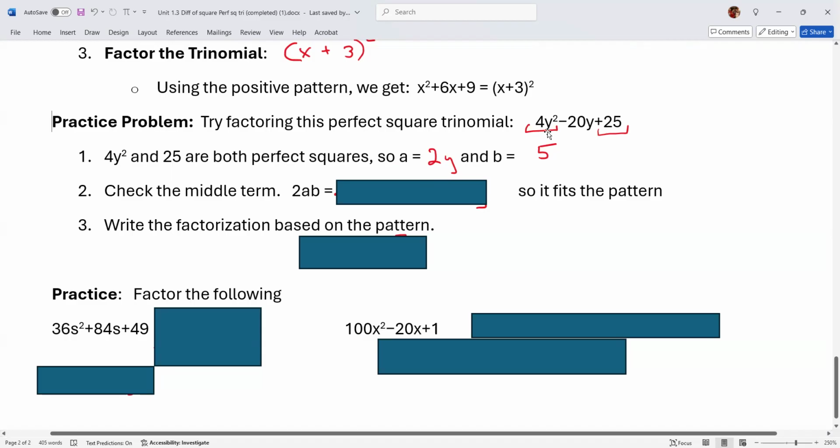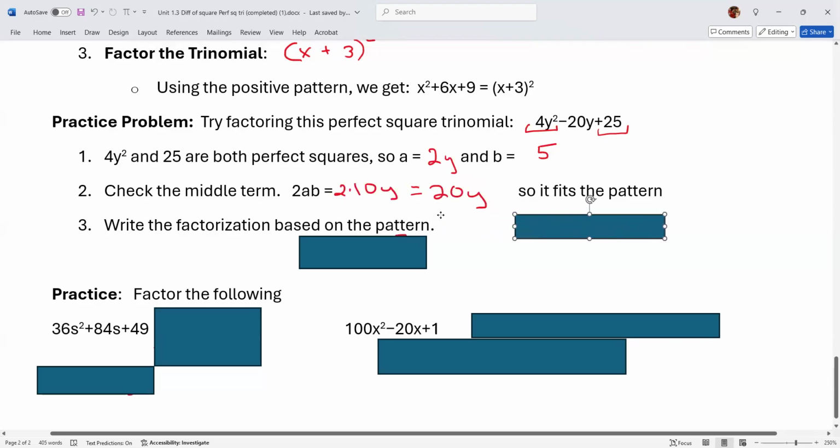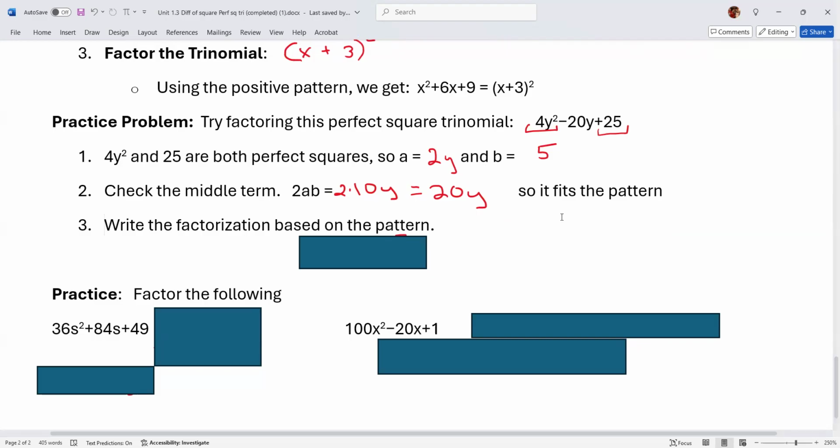Remember, it's going to be 2 times the square root of the first term times the square root of the second term. So it's going to be 2 times 2y times 5, which when you multiply, I already did the 2y, made it 10y. It does multiply to be 20y, which is the middle term. Okay, so the pattern fits. It's really quick to check it.